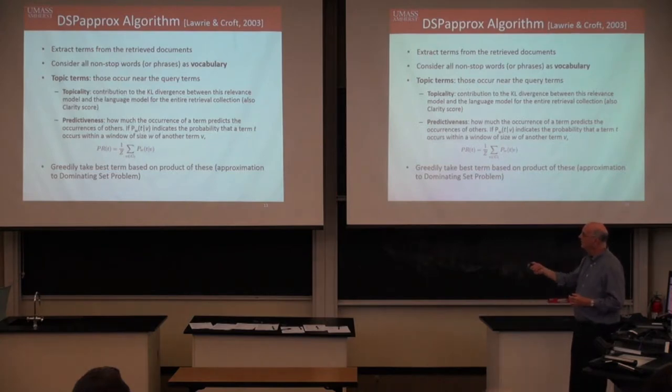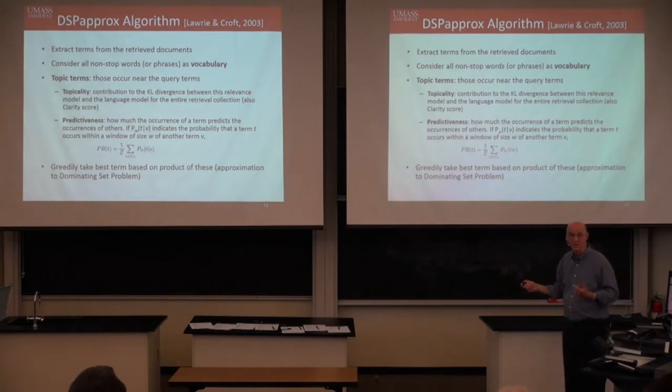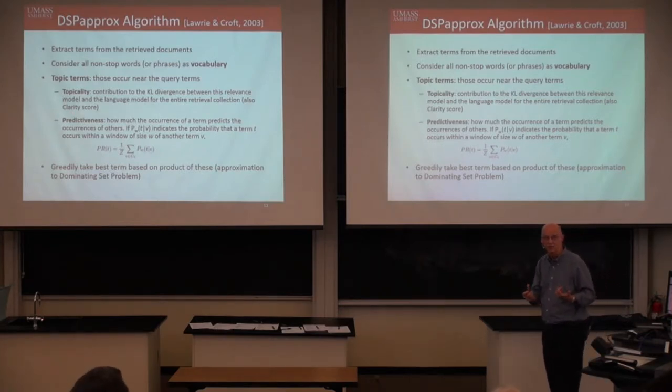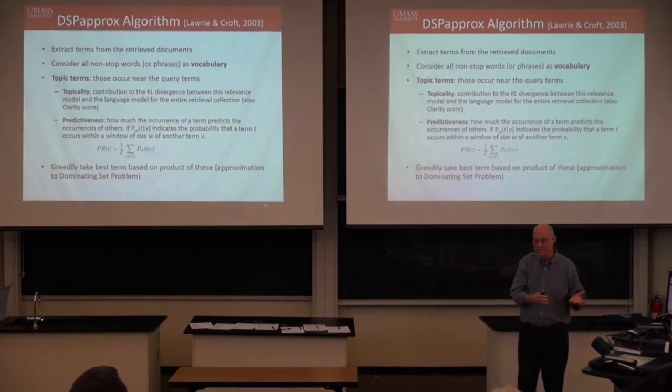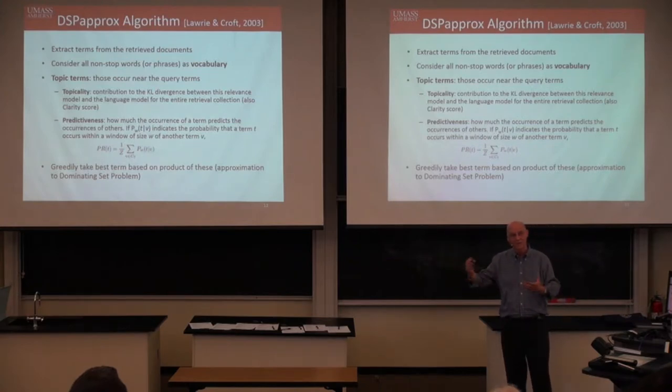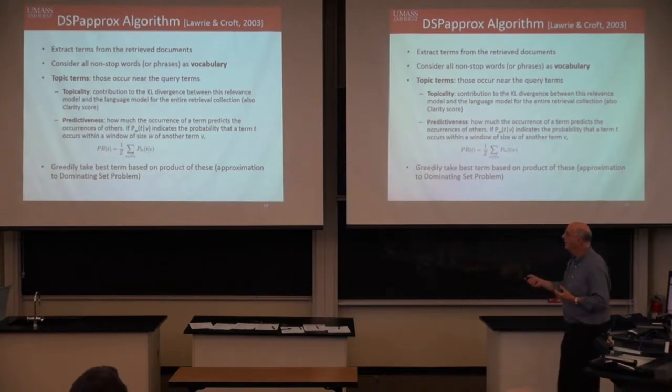So we measure the Kullback-Leibler divergence between the relevance model and the language model for the entire collection for a particular term. This is also the contribution of that term to what's called the clarity score, which is a thing that's been around for quite a long time, which predicts how good a query is by comparing the language model for a query to the language model for the background. The more different a language model is to the background, the more likely you are to distinguish documents related to that topic than a query that looks a lot like the background model. Anyway, so topicality is a pretty well-known thing that's been around for a while.